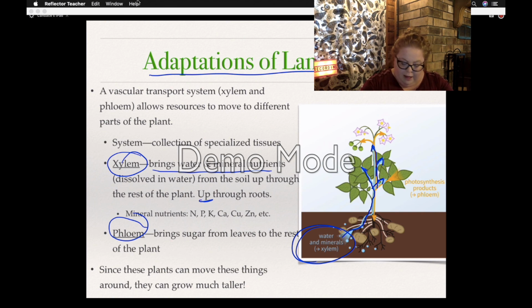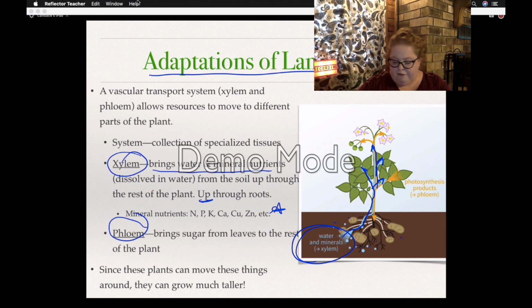Okay, so it's going up pretty much without fail. And then anything that's absorbed in the water can also be distributed through the xylem. So any nutrients that are here in the soil, like nitrogen and these other ones, can be distributed throughout the plant because of this vascular tissue. So that's an advantage that these plants have.